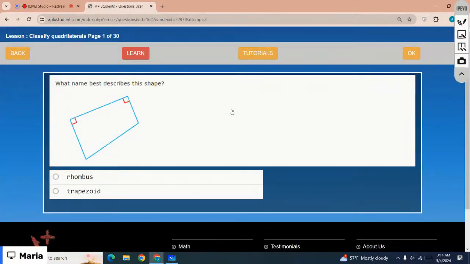What name best describes this shape? So which is the correct option? So you can see the opposite pair of angles are exactly 90 degrees, right? So yes, that means that is a trapezoid. The correct option is trapezoid.